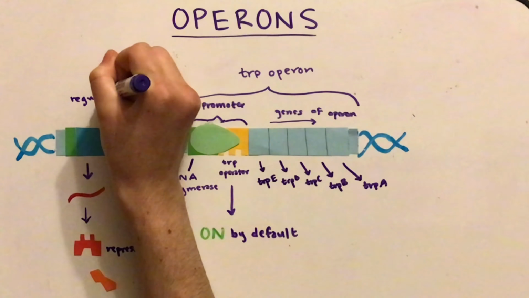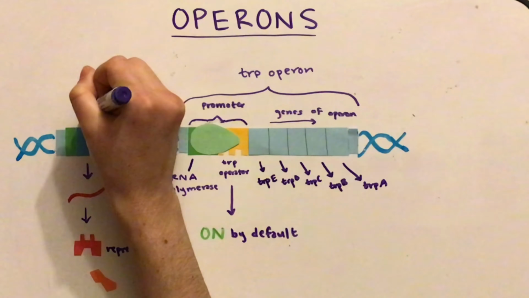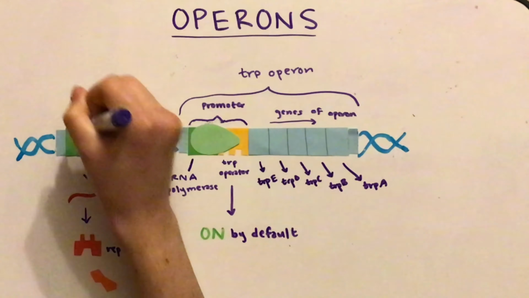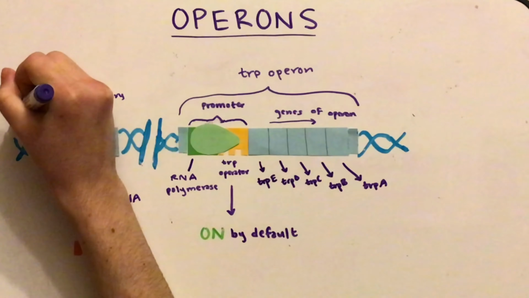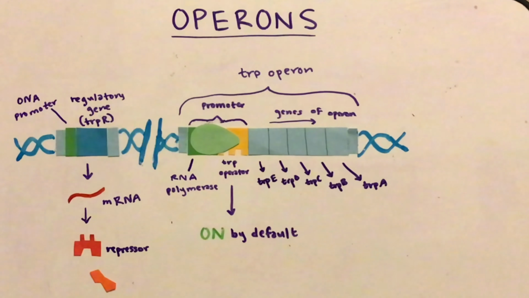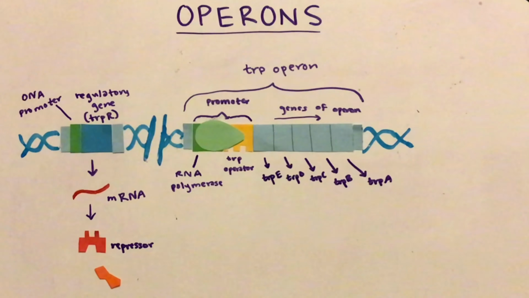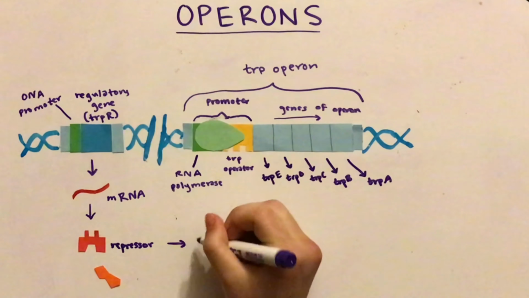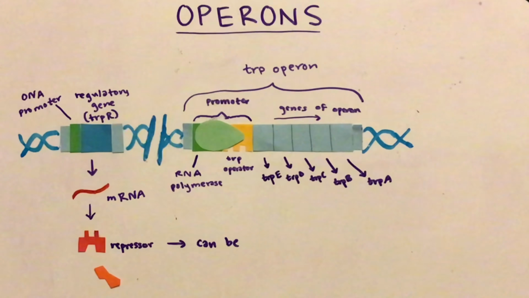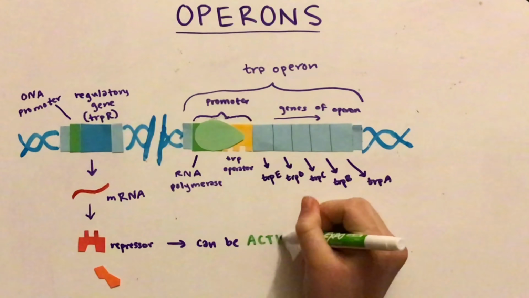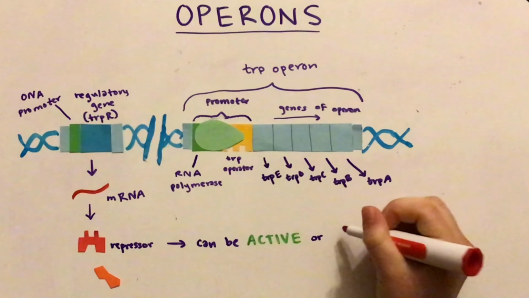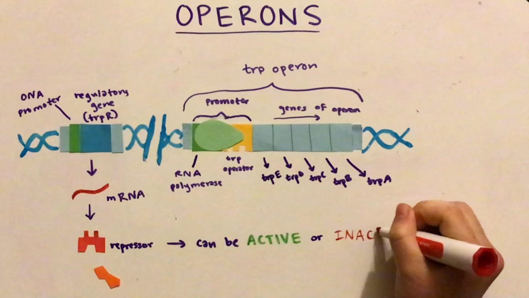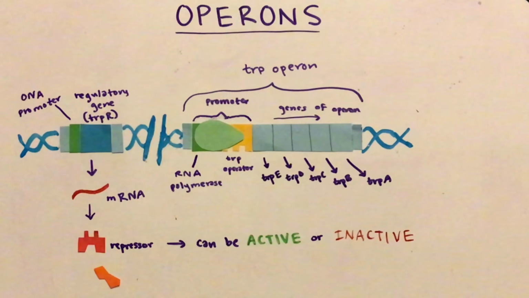However, the operon can be switched off by a protein called a repressor, which is the product of a separate regulatory gene, known in this case as TRPR. The repressor is able to bind to the operator and prevent gene transcription from happening by blocking the attachment of RNA polymerase. The repressor can be in an active form, repressing transcription, or an inactive form, allowing transcription to happen, depending on the presence of other molecules.